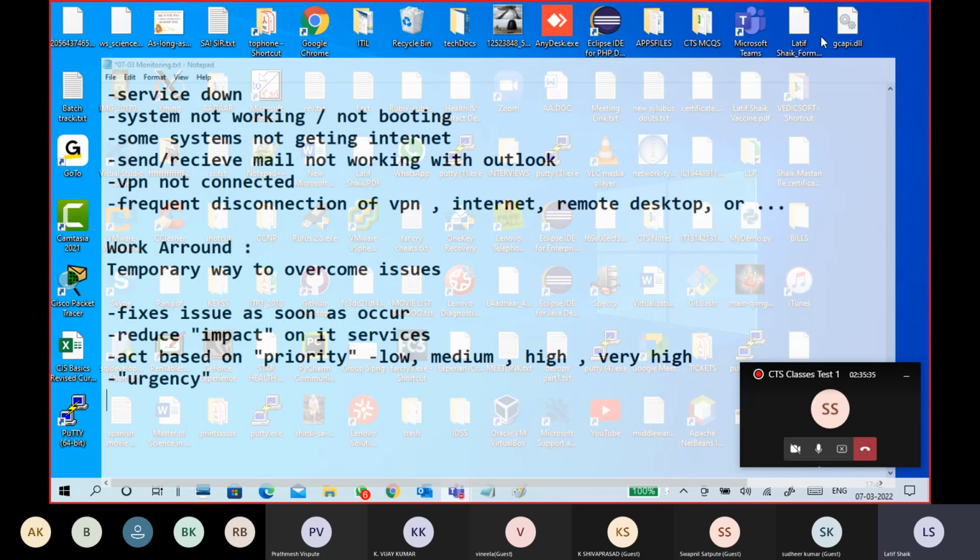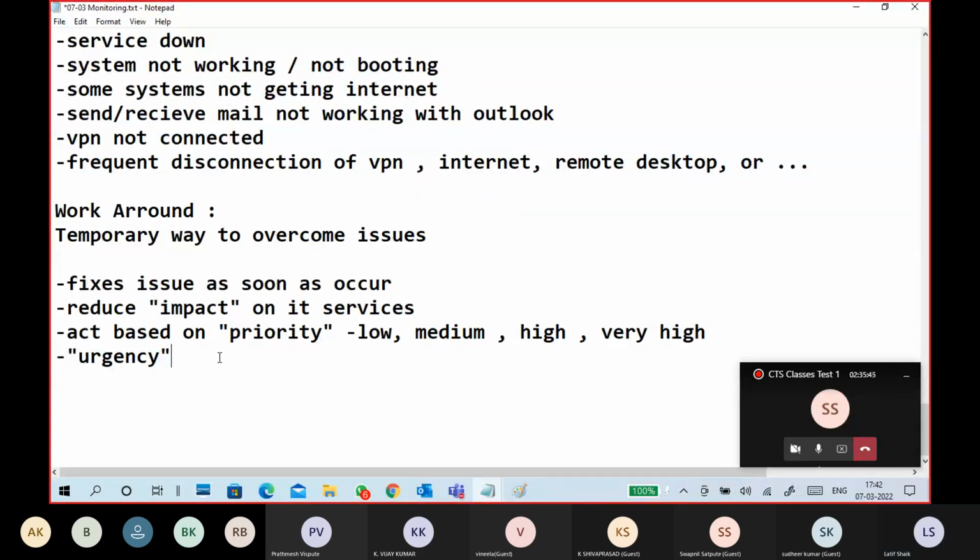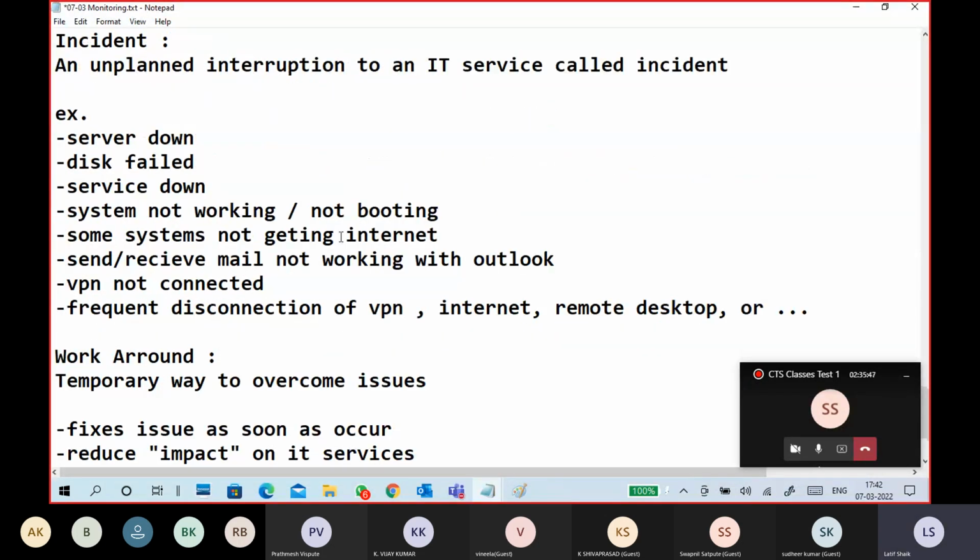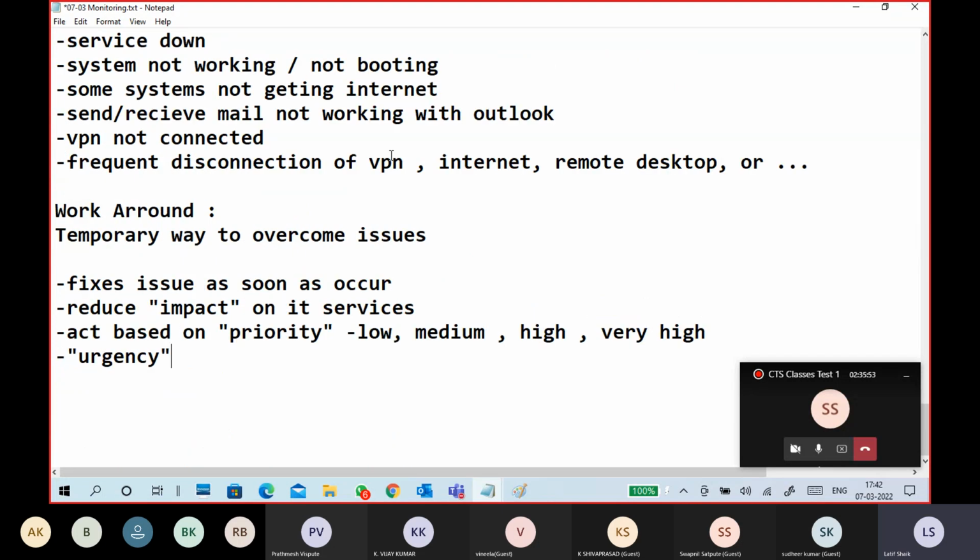Now these are also priorities and urgencies to deal with the problem. So that is an incident. Incident means unplanned interruption. Anything that fails, you have to immediately go and fix it. Fix the issues as soon as they occur. Reduce the impact on the services and other services.